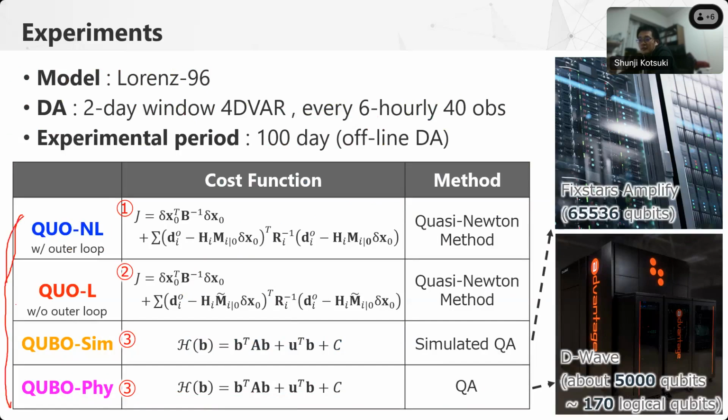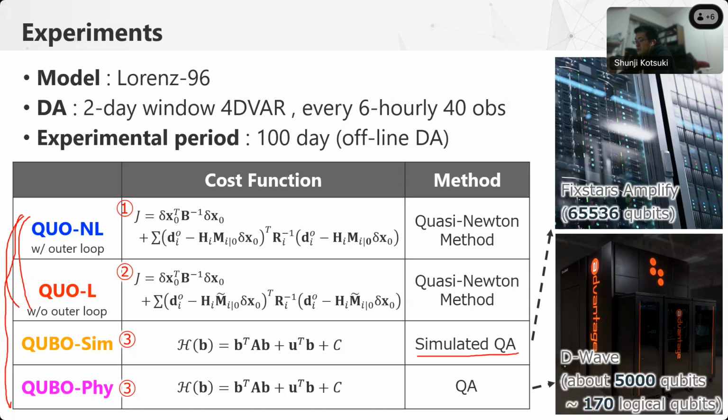The first two are the conventional 4D-Var with outer loop and without outer loop, and we solve these problems by the quasi-Newton method. For solving the QUBO problems, we use two kinds of hardware. One is the simulated quantum annealer, a GPU-based simulated quantum annealer. What we used is Fixstars Amplify, a simulated quantum annealer that can handle 60,000 qubits. And the last one is the real quantum annealer provided by D-Wave.